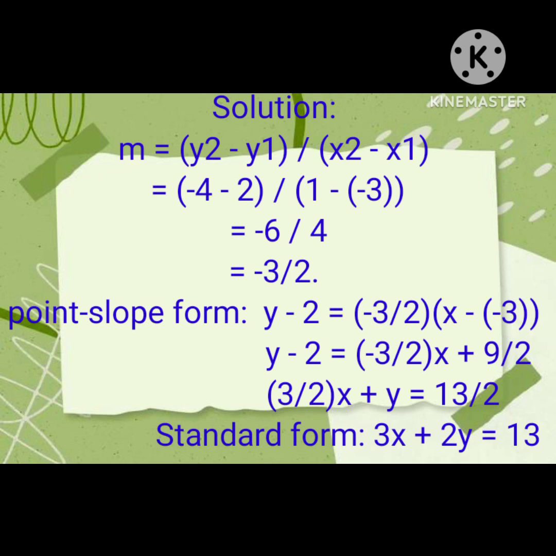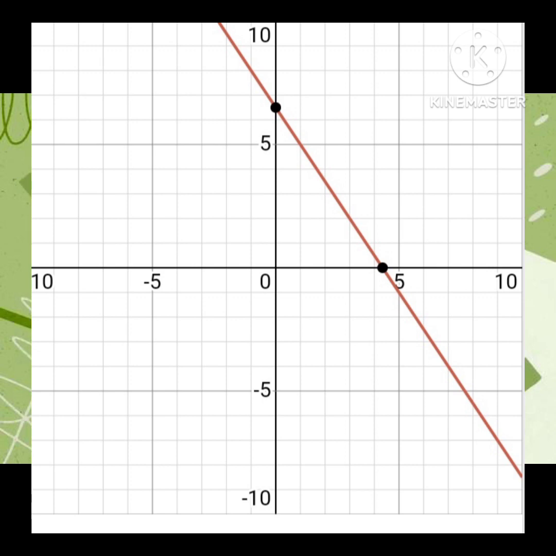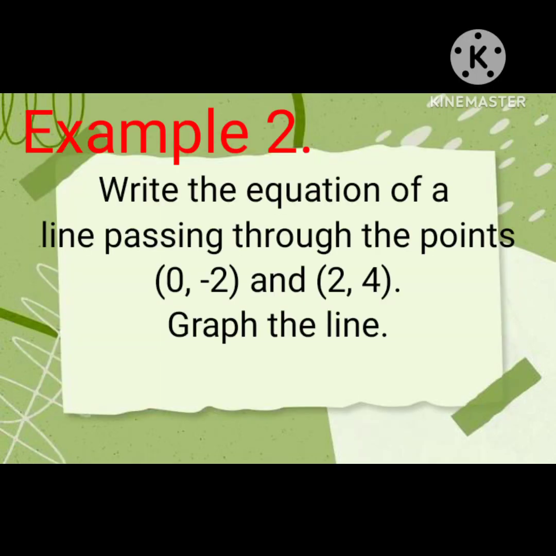Multiply the equation by 2 to eliminate fractions. We have 3x plus 2y is equal to 13. So this will be our standard form of a line. And this will be the graph of the equation. So let's proceed to example number 2.